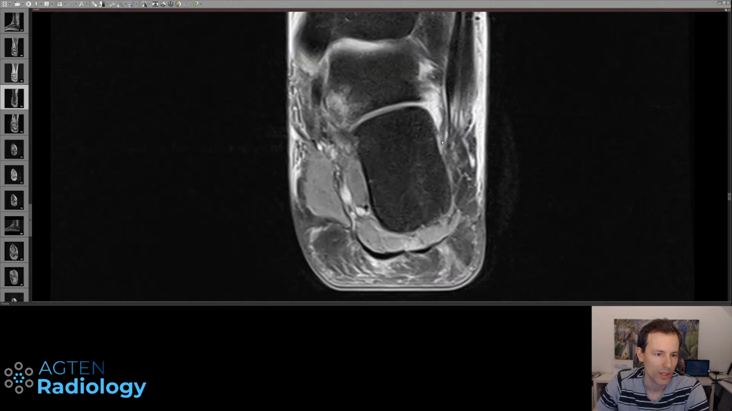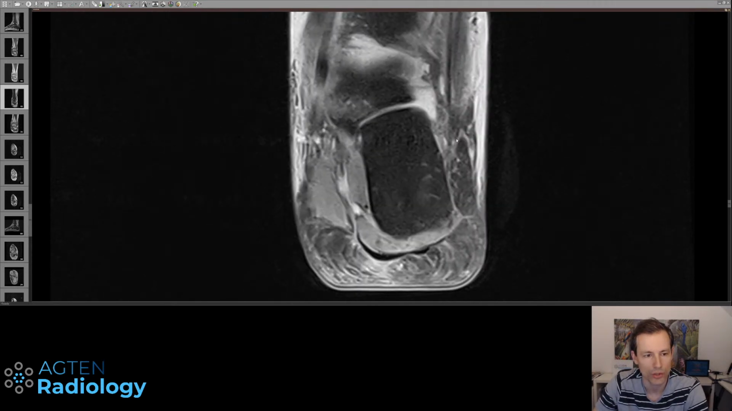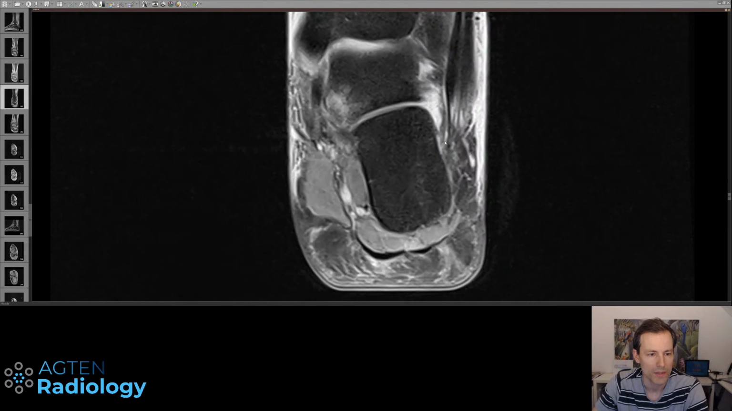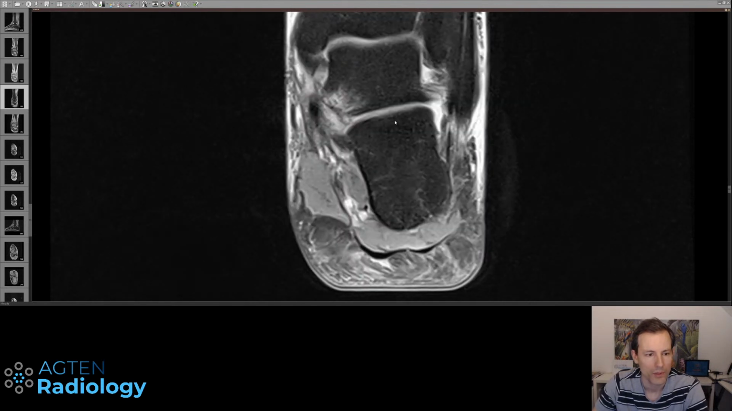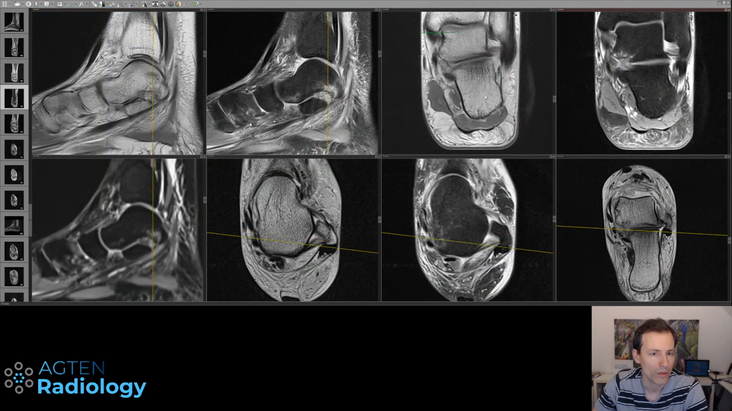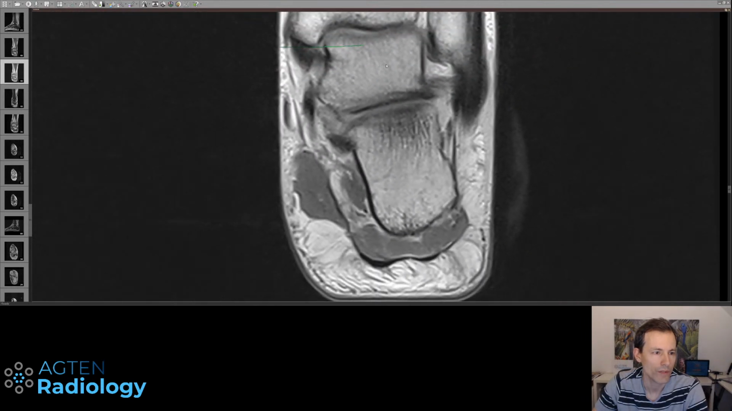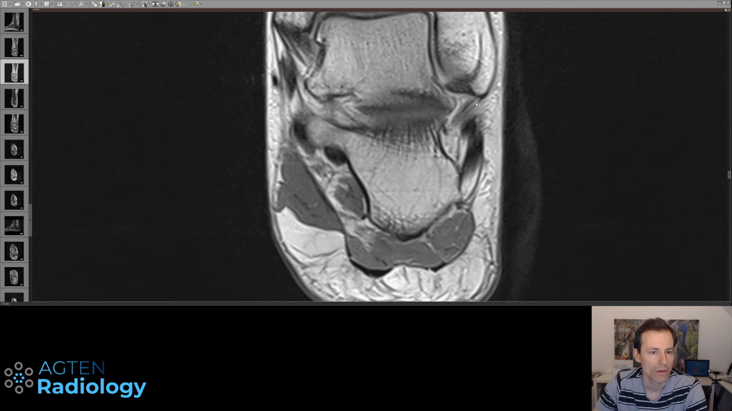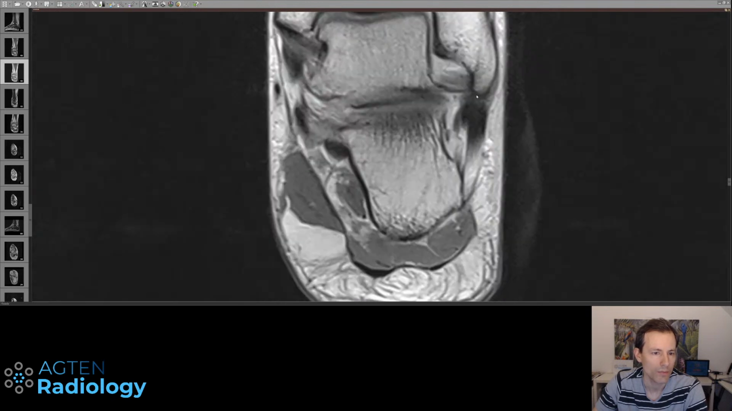You see something here, but it's quite the same signal intensity as the fatty tissue here. You could easily mistake this for a tear because it's not well visualized. So if you go back to maybe a non-fat saturated image here, PD non-fat sat, you can see it starting here at the tip of the fibula.